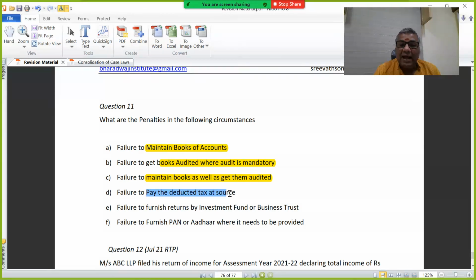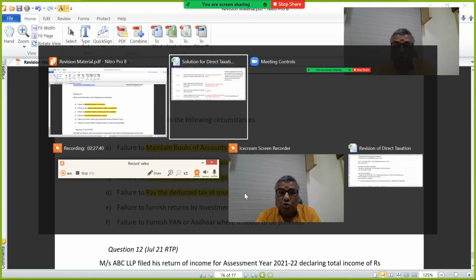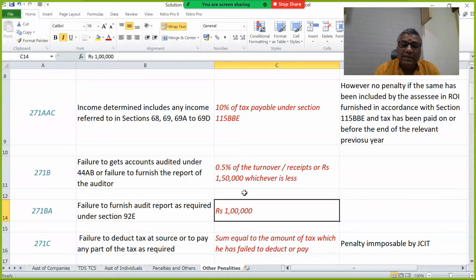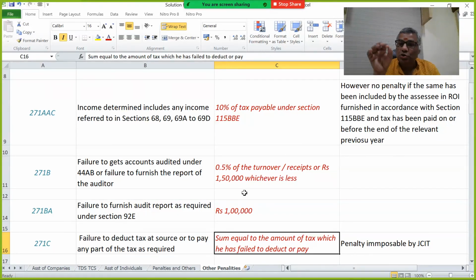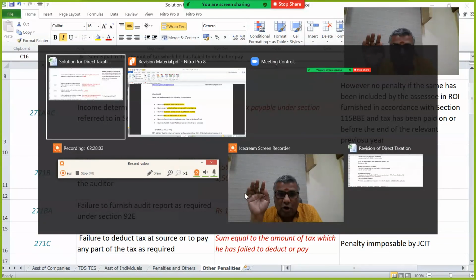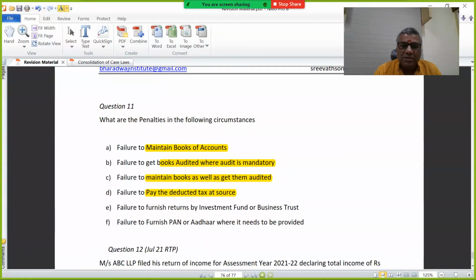Failure to pay the deducted tax at source. Failure to pay the deducted tax at source, a sum equal to the amount of tax which he has failed to deduct or failed to pay. 100% of the amount is the penalty. 271C penalty, 100% of the amount. Interest is payable, otherwise penalty can also be initiated at 100%.